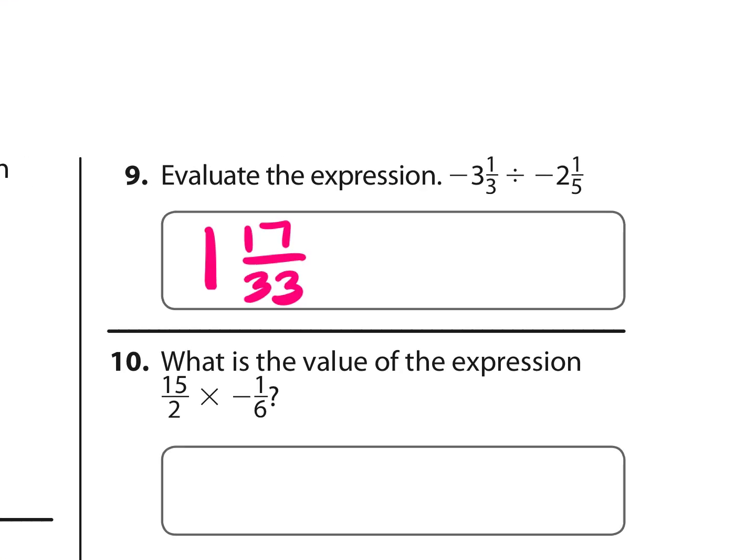Number 9, we're going to divide. Let's change them both to fractions. We get negative 10 thirds divided by negative 11 fifths. So we're going to multiply by the reciprocal. I get a positive 50 over 33, and 33 will go into 50 one whole time with 17 remaining.